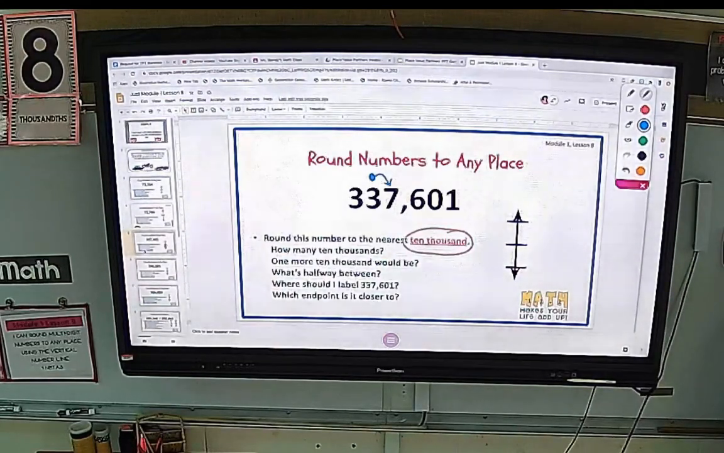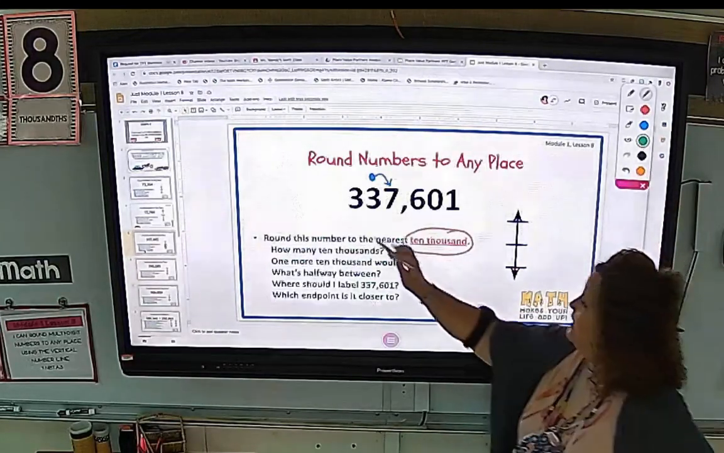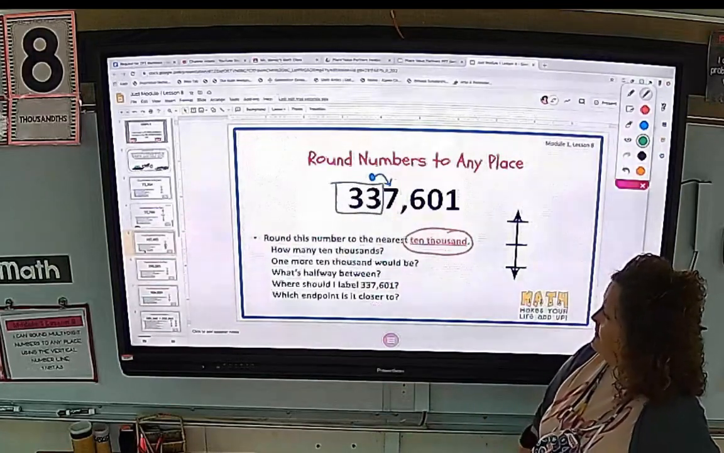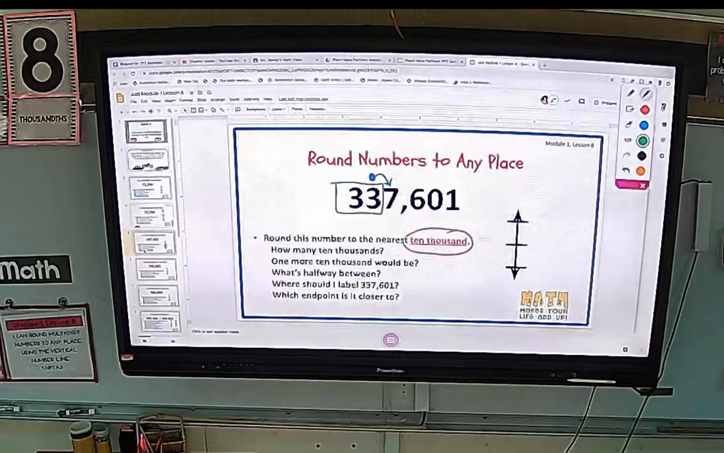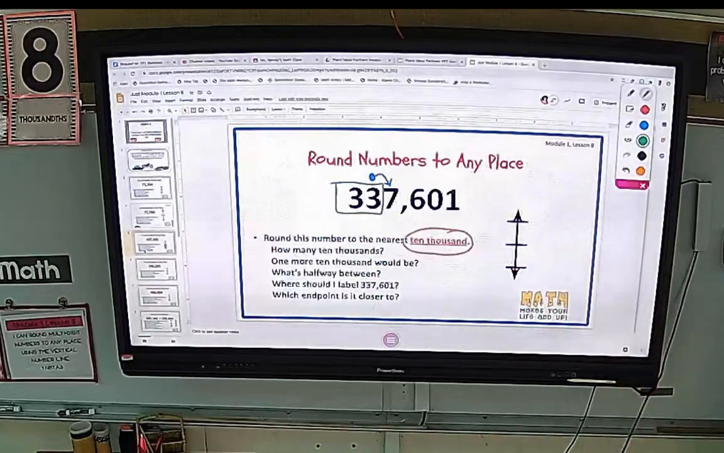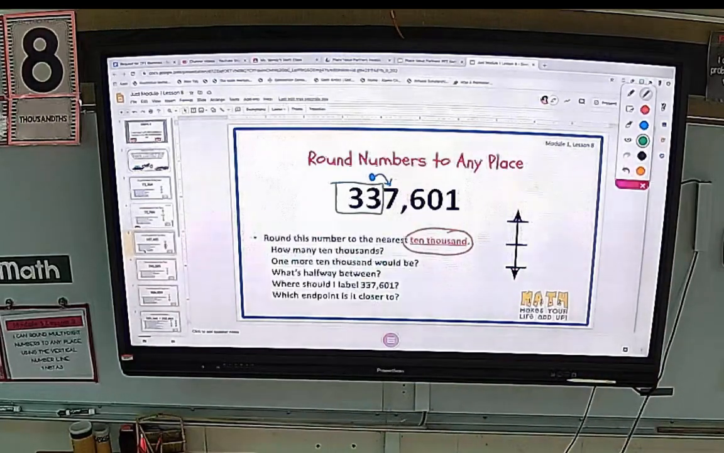Now, they didn't just say thousands, they said 10,000. So I need to look at the 10,000s and over right here. How many 10,000s are we starting with? What am I going to put as my bottom number? I want you to think about that. What is our bottom number going to be, Reagan? It's going to be 33, 10,000.